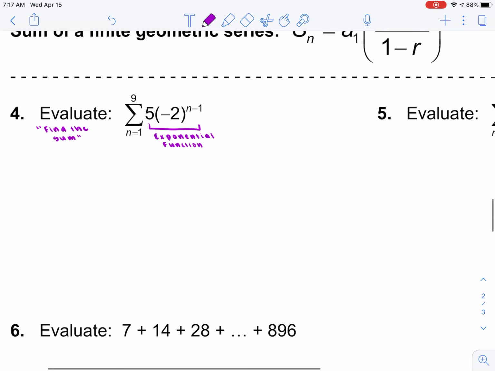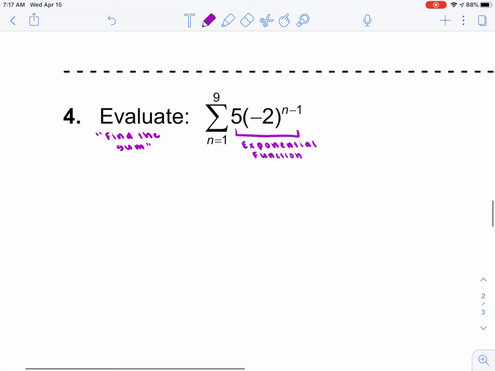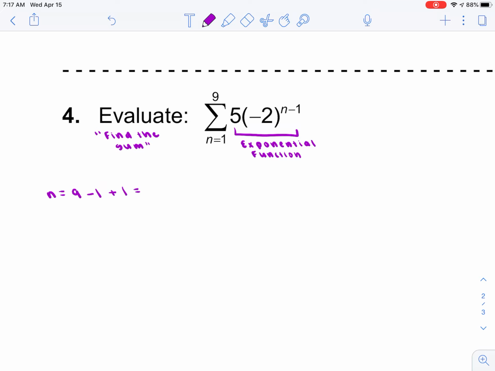So with that said, if I want to find the sum of n terms, let's figure out what n is first. As review, remember n is when you take the upper number minus the lower number, but we add 1 to it. So if I take 9 minus 1, that's 8, plus 1, I have 9 total terms I'm trying to find the sum of. So S sub 9 equals.